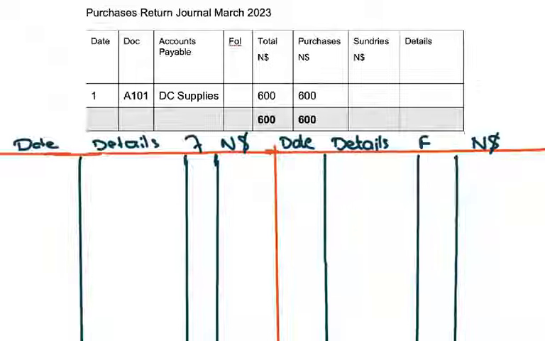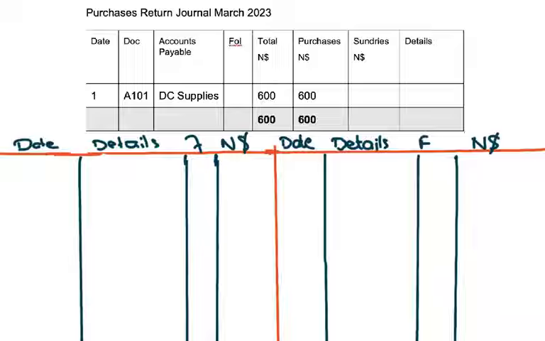Now remember, when we looked at the purchases journal, we also had the sundries and details, and in our example, we bought stationery from Waltons. Now you must make sure when you do a journal such as the purchases return journal or any other journal, that your total column is the total of all the other columns. So in this scenario, we only have 2 columns. We have purchases and we have total. So purchases and total must be equal.